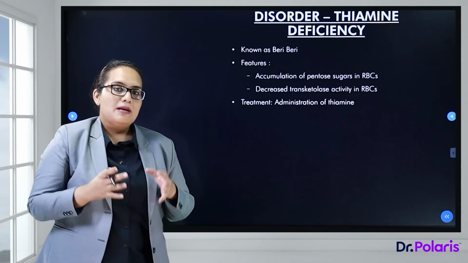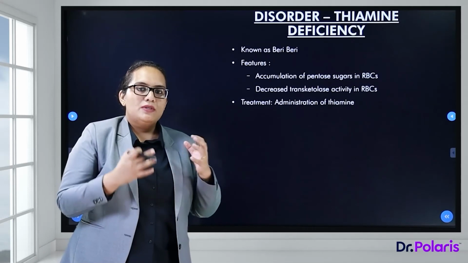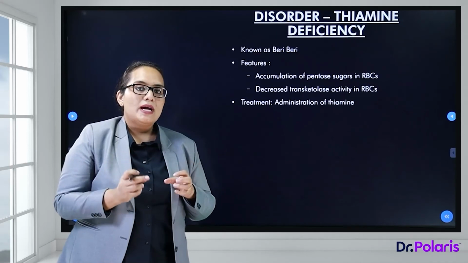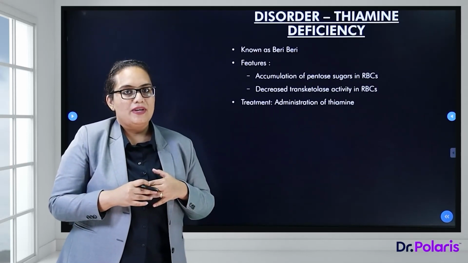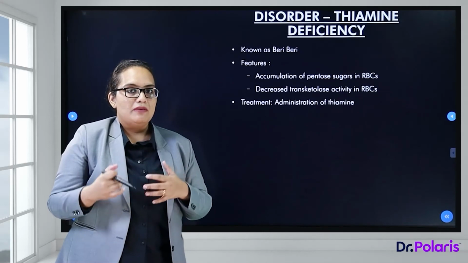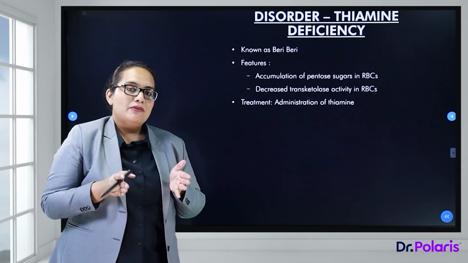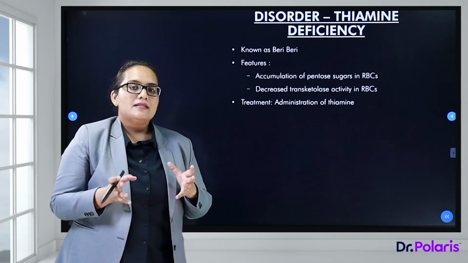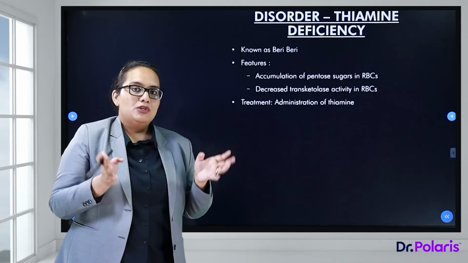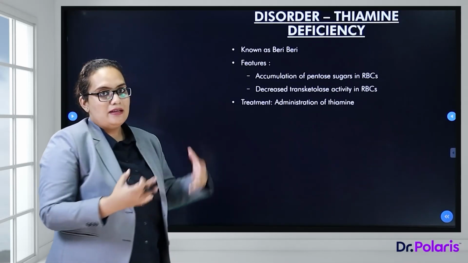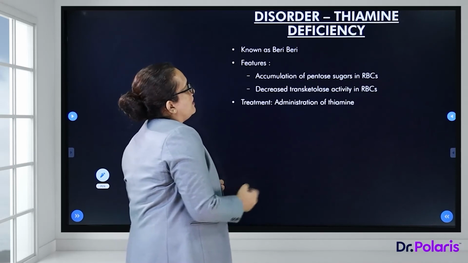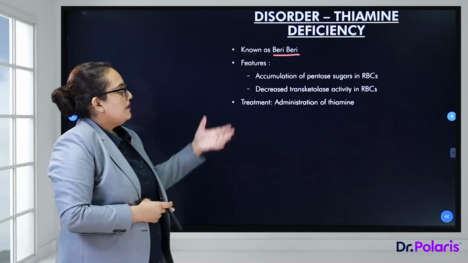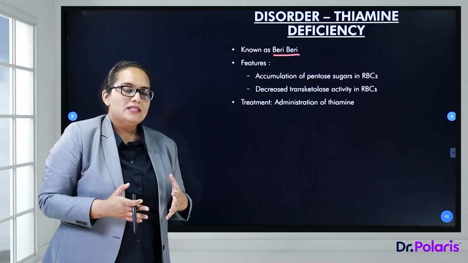The next disorder is thiamine deficiency. I told you earlier, when I was discussing the reactions of the non-oxidative phase, that transketolase requires a coenzyme, thiamine pyrophosphate, which is derived from vitamin B1 or thiamine. So in case of thiamine deficiency, the whole activity of transketolase will be reduced, as a result of which there will be accumulation of pentose sugars, especially in the cells where the HMP shunt or the HMP pathway occurs. Very often, thiamine deficiency is referred to as beriberi. And yes, there will be accumulation of pentose sugars in the RBCs.